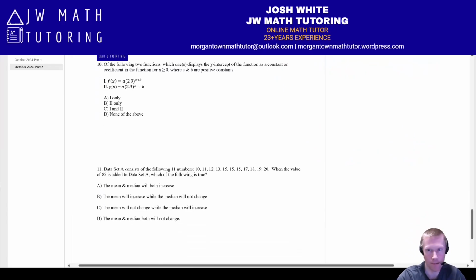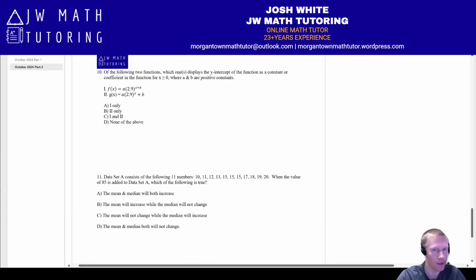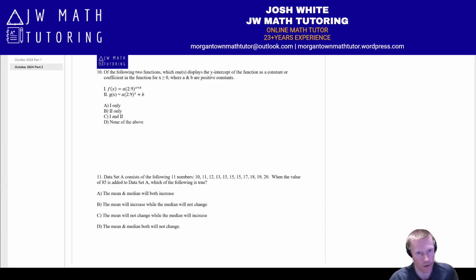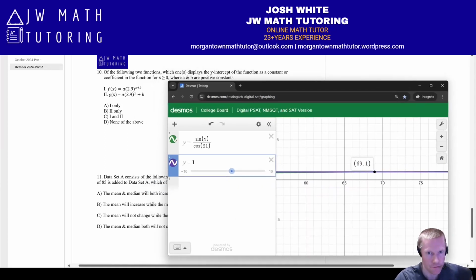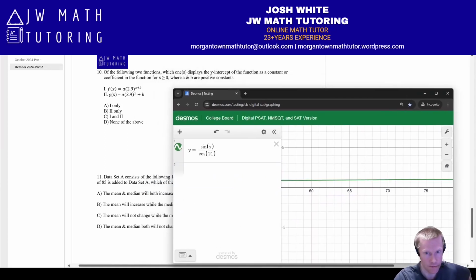All right, next up, question number 10. Here we have two functions, and it wants to know which of these displays the y-intercept of the function as a constant or coefficient in the function for x is greater than or equal to 0, where a and b are positive constants. So for this one, the easiest way, I think, is just go straight to Desmos and graph them each out.